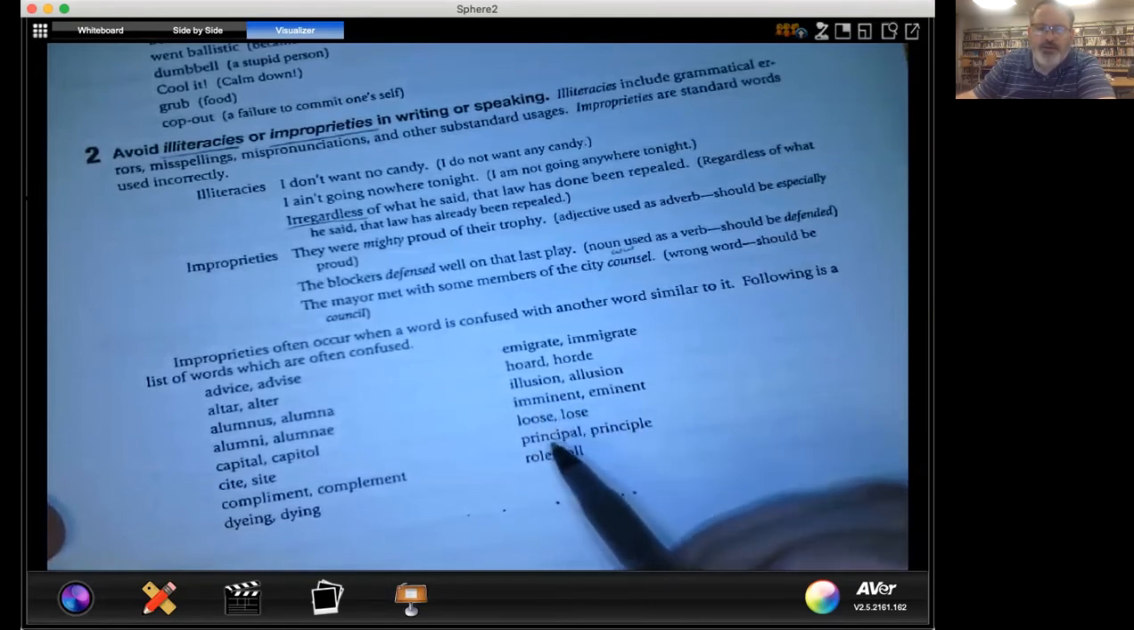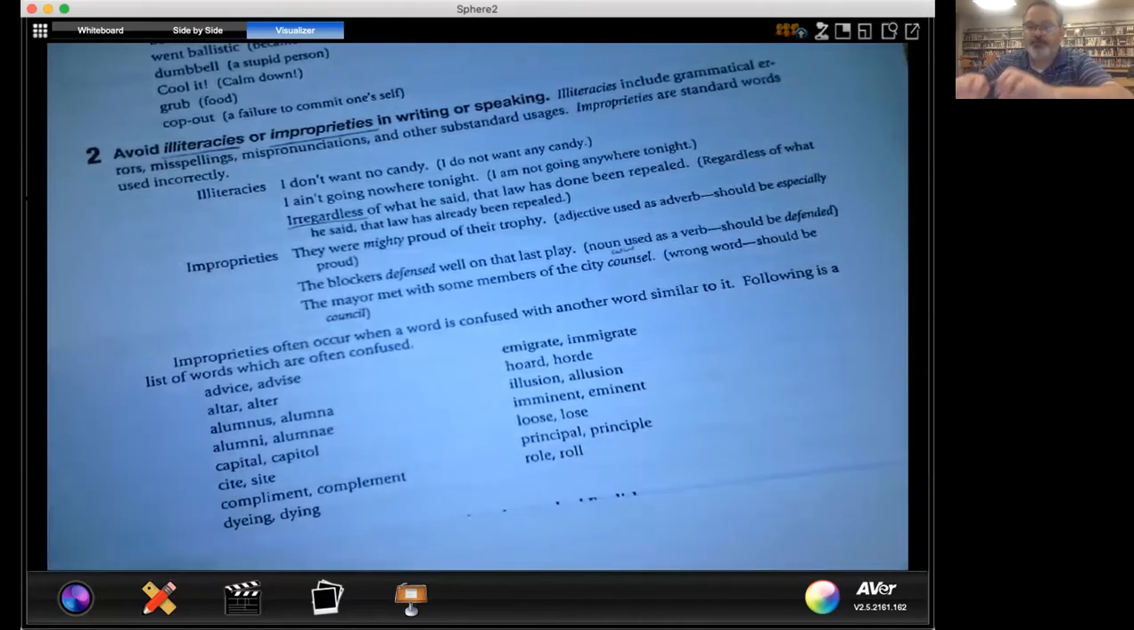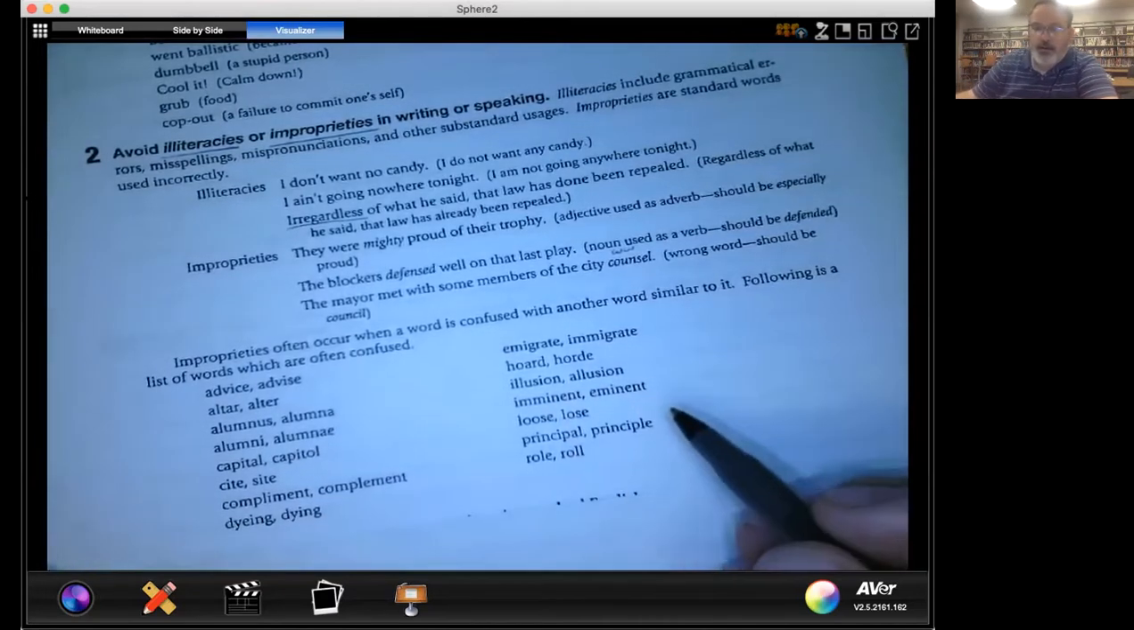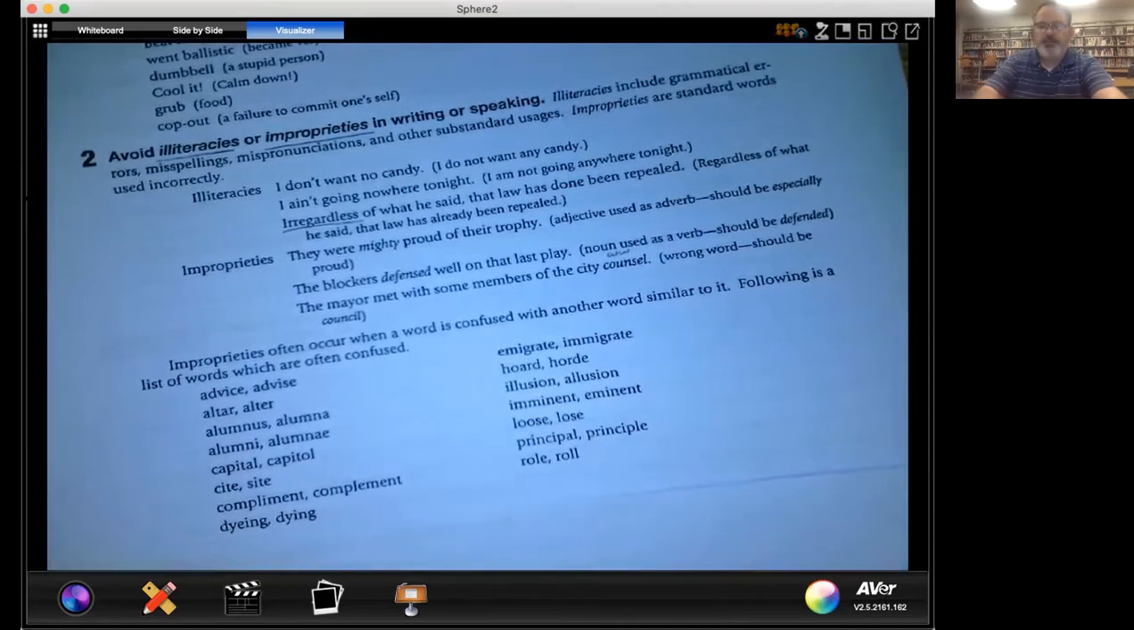Loose and lose. Principle, Miss Sharon is a principal. Principle is don't steal. Be kind to others. Role is, I got the role of Hamlet in the show, in the play Hamlet. And this roll would be to push something along. All right. Let's look up imminent for a second. I can't remember, so I'm going to go.